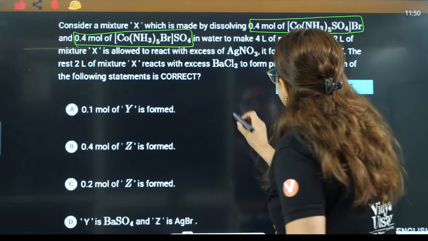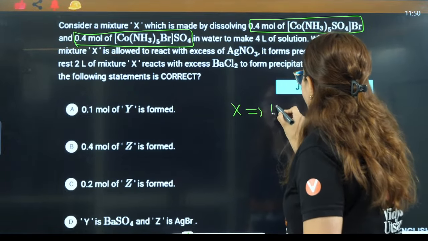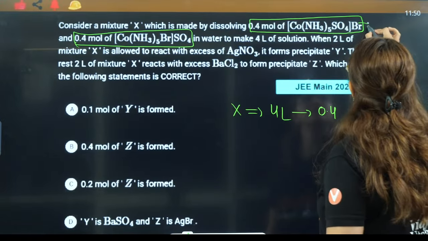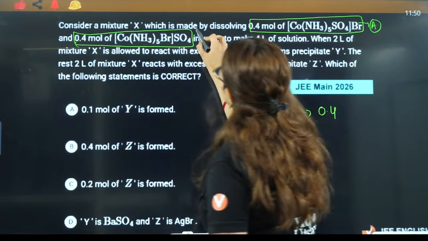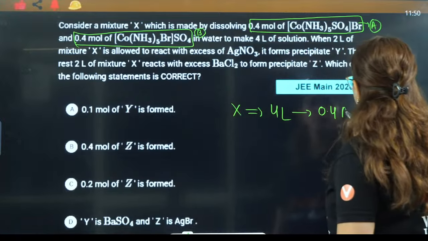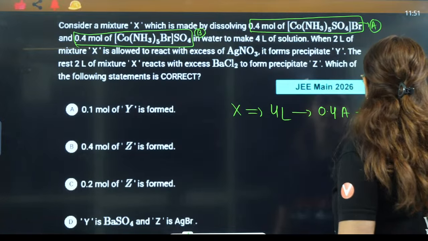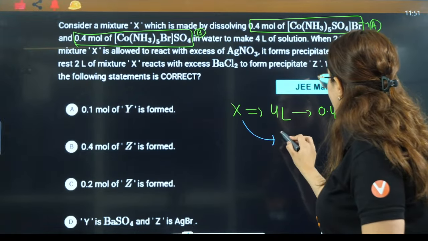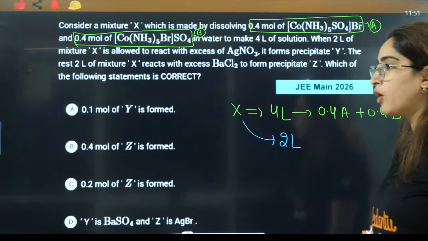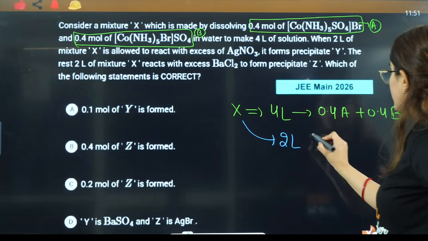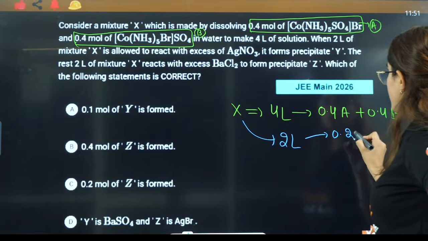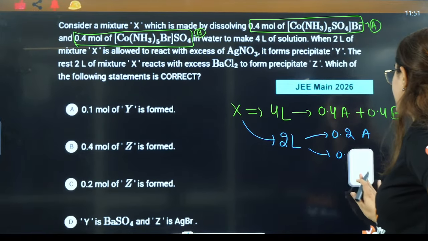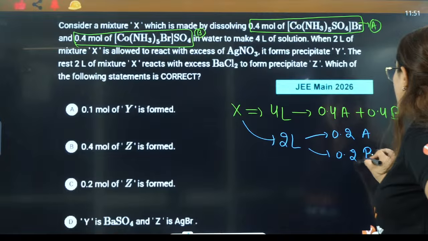Okay, there is a mixture X which is 4 liter, which is made up of 0.4 of this, if I say this is A and if I say this is B, okay, 0.4 of A plus 0.4 of B. Out of this, I am saying that you are taking out 2 liter. If you take out 2 liter, that means you will take out 0.2 mole of A, 0.2 mole of B, right? Because half of it you will take out, right?